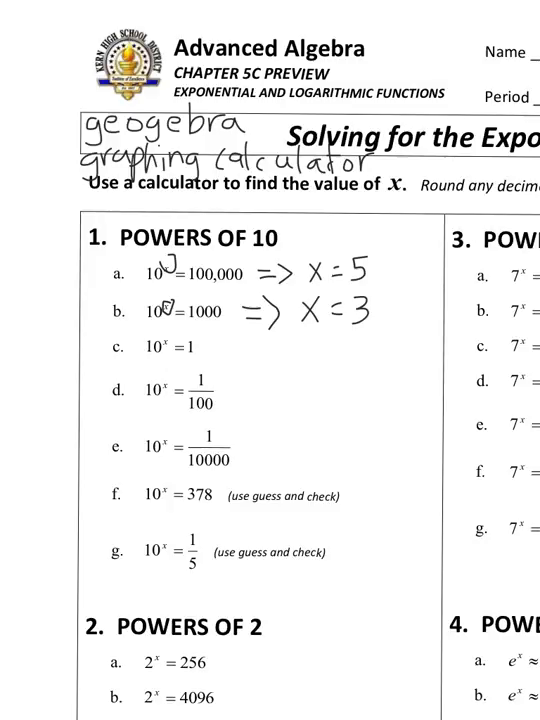If we go ahead and continue, 10 to what exponent is equal to 1? 10 to the exponent of 0 will be equal to 1. Go ahead and pause this video and see if you can find out letters D and E.